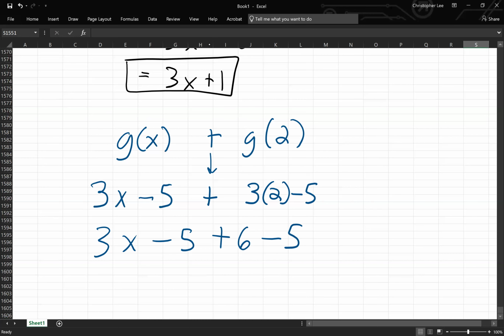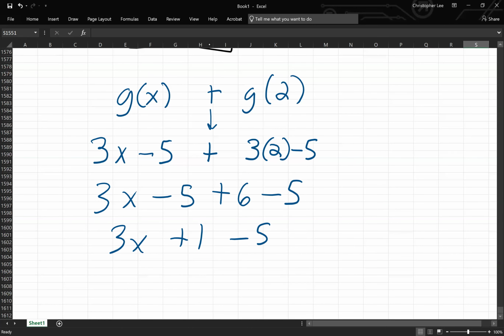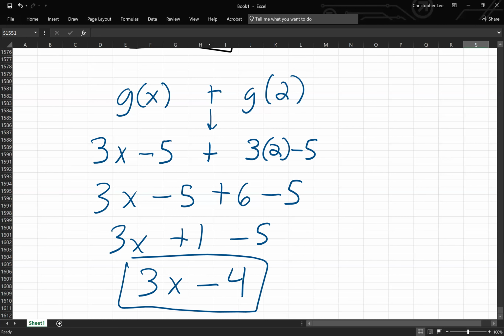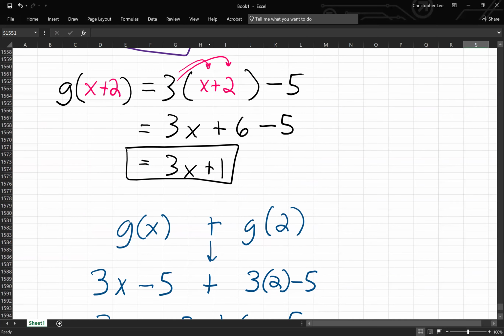And what would I do after that? Combine like terms. And what do I get when I combine like terms? Okay, 1, I got you. So this is 3x plus 1 minus 5. And what else? Combine like terms. So give me the answer. 3x minus 4. That's excellent. That's the answer.